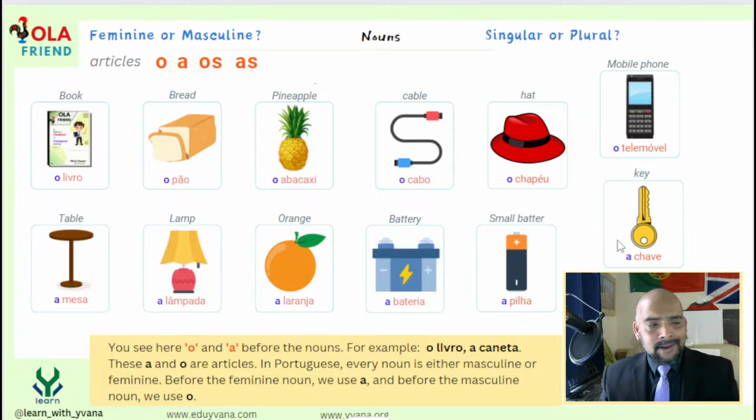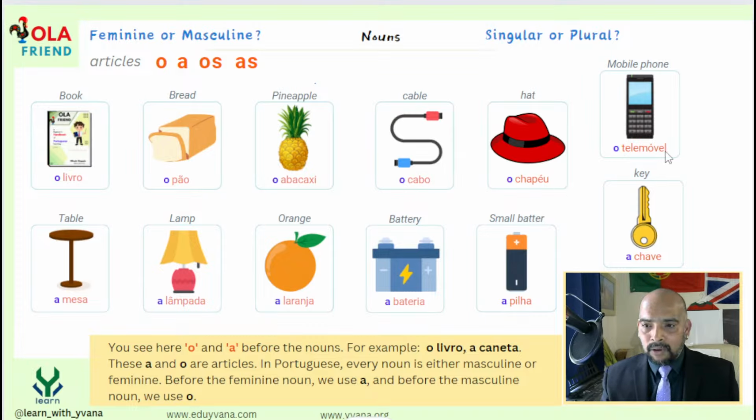So for instance, I have already put the article o before the noun. Here, o livro, and here, o pão. O livro means the book. O pão means the bread. O abacate means, I think, pineapple. And o cabo, cable, we can say data cable, right? Cabo de dados. O chapéu, that means hat.